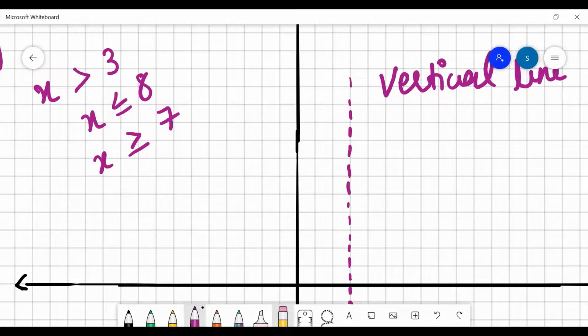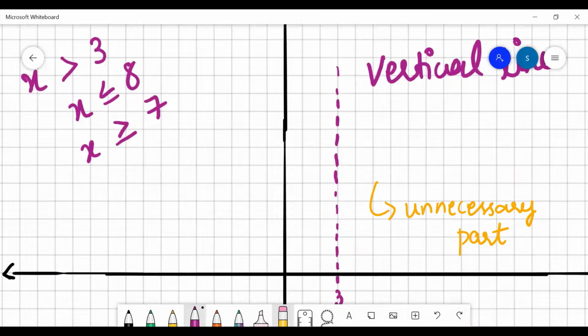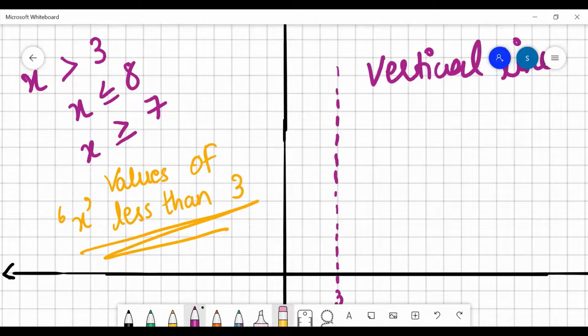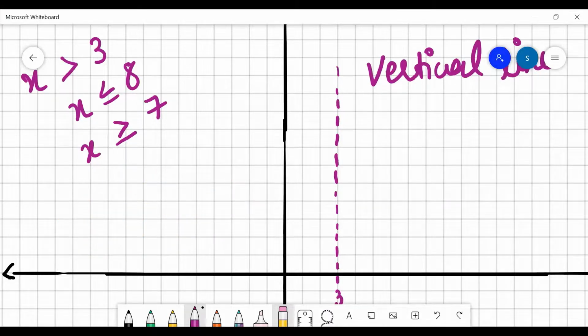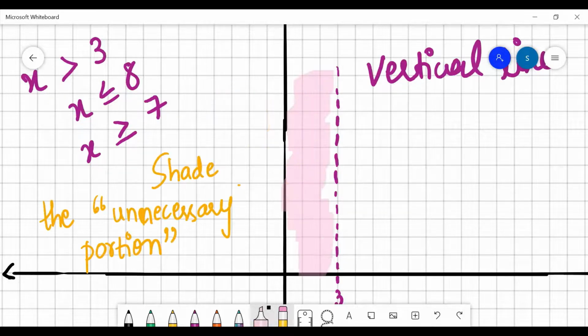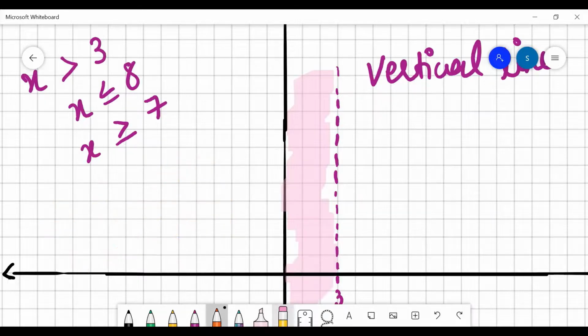Now, after drawing this line, you also have to represent which is the useful part of the graph and which is the unnecessary part of the graph. So we do not have to be concerned with values of x less than 3. So we don't need the less than 3 part of the graph. We don't need the left side of the graph. So I'm going to shade the unnecessary portion of the graph on this side, whereas on the right side of the line we have the necessary portion.